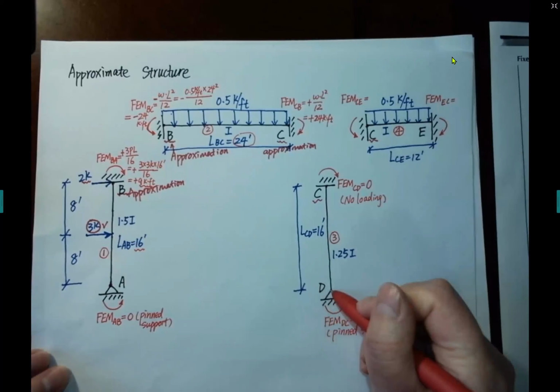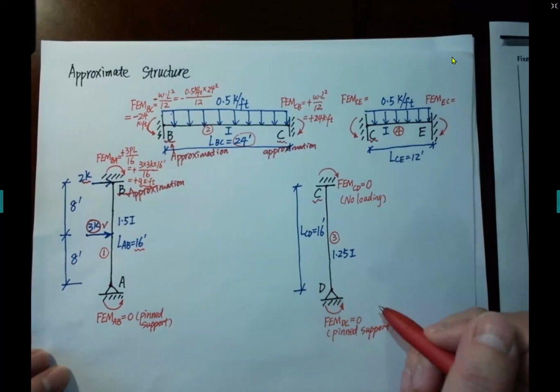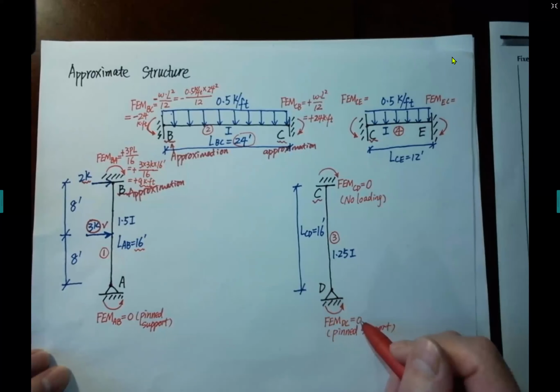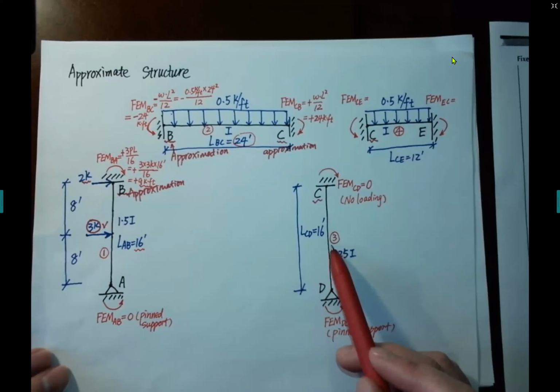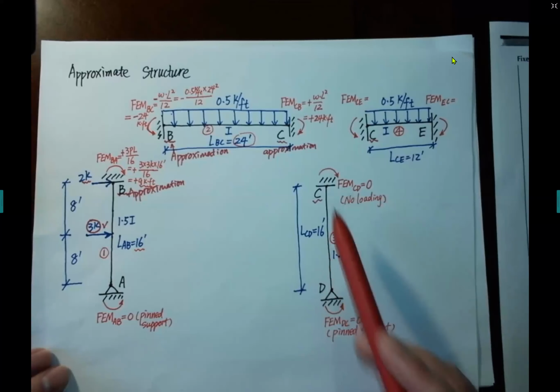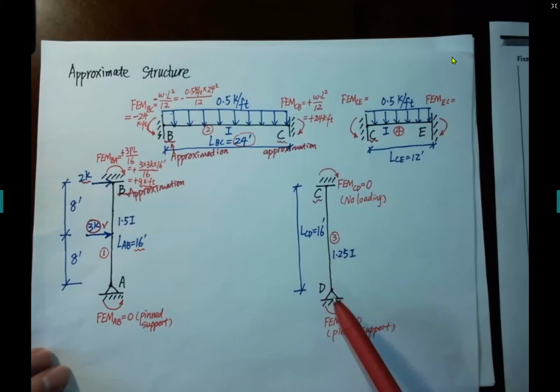And for the D end, no loading, also a pin support. It's definitely a zero at D end because of the pin support. Then we're done with number three, fixed end moment, because of no loading and both ends are zeros.